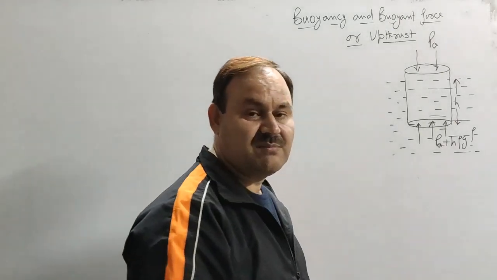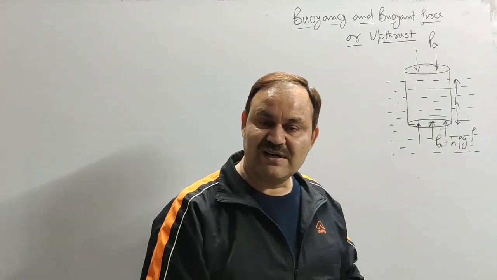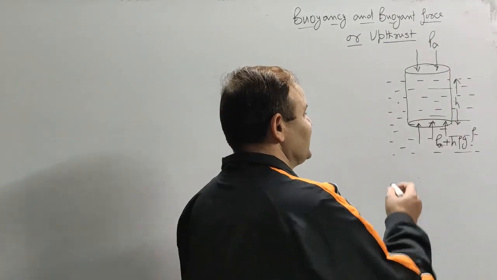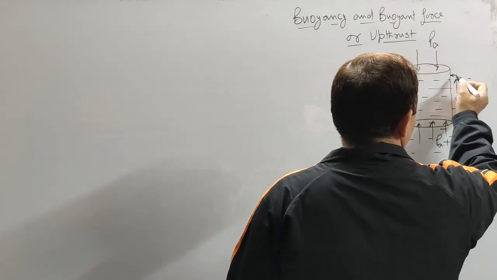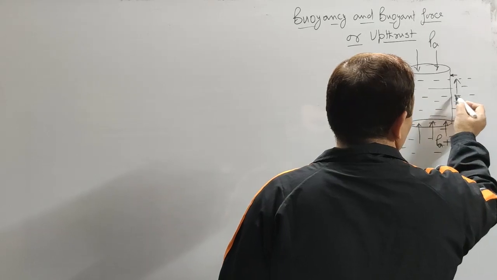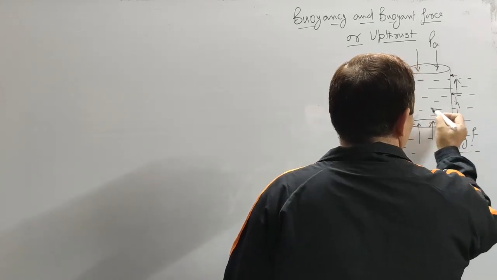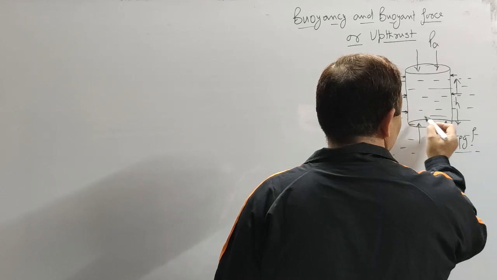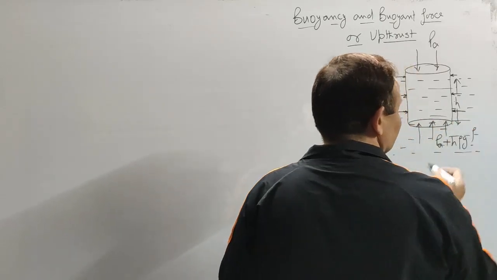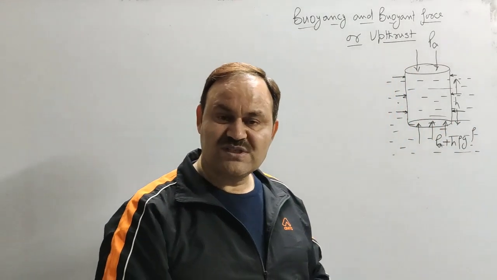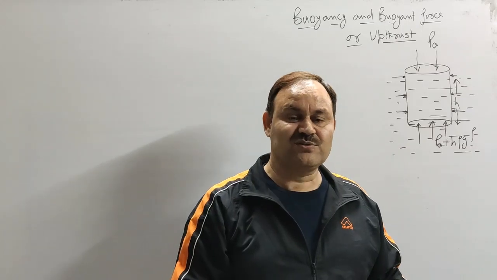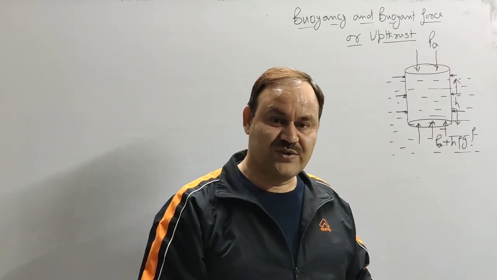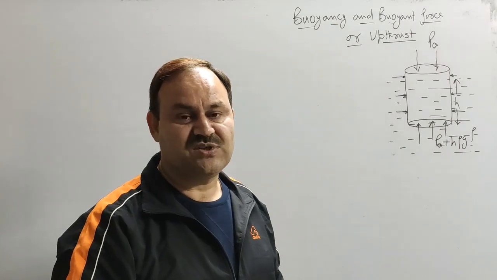If we talk about the pressures on the sideward faces of the body, then pressures on the sideward faces, being equal and opposite, will always cancel in pairs. So the sideward pressures will cancel in pairs, while the pressure at the lower surface will be more than the pressure at the upper surface, and the difference in pressures of these two faces will cause upthrust.